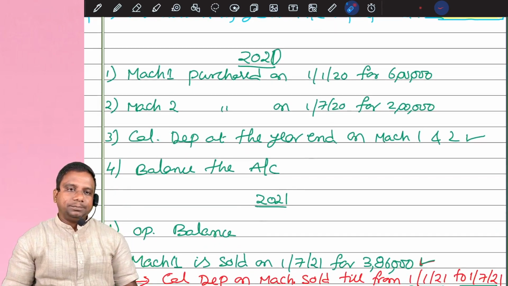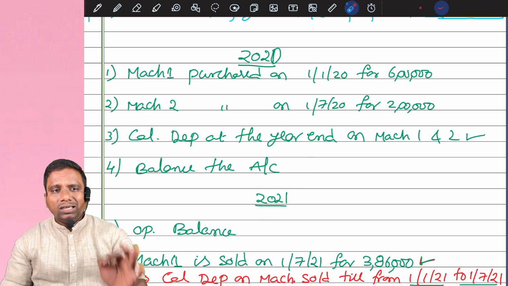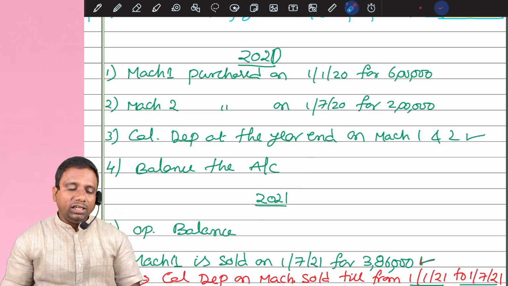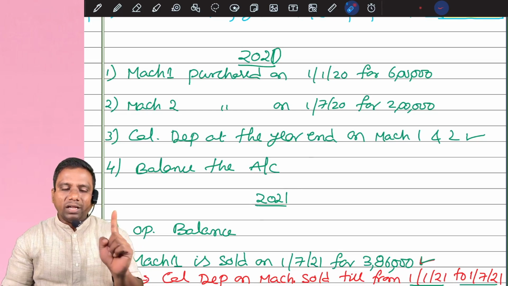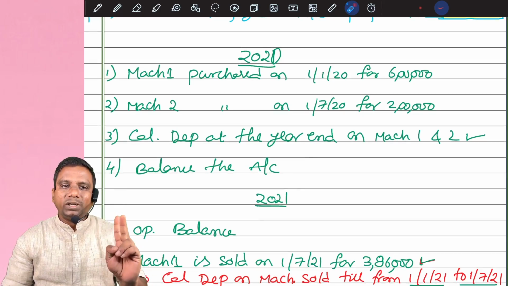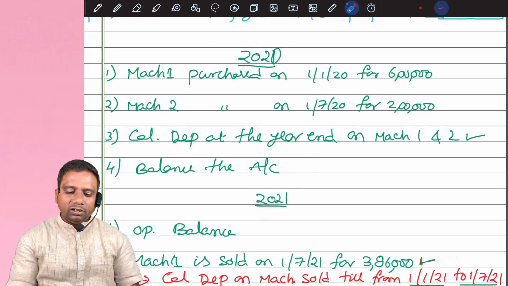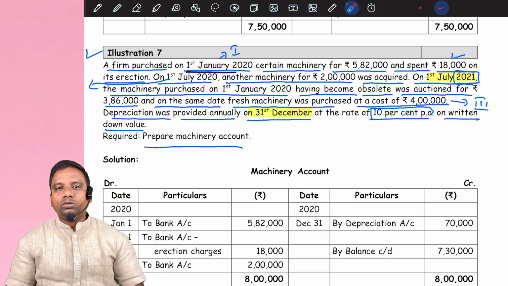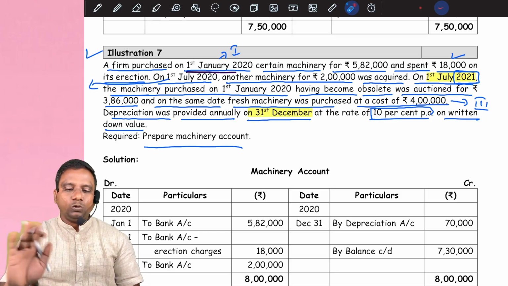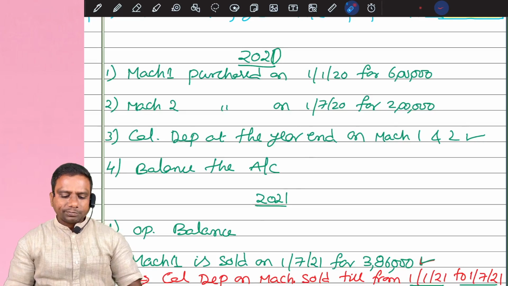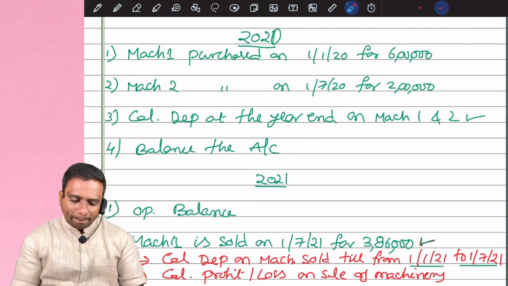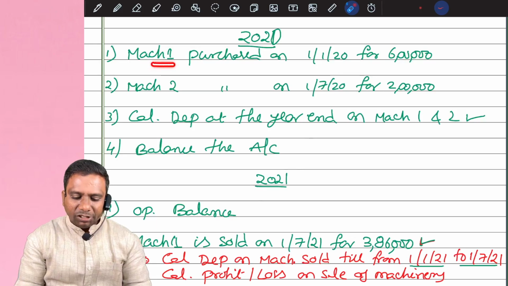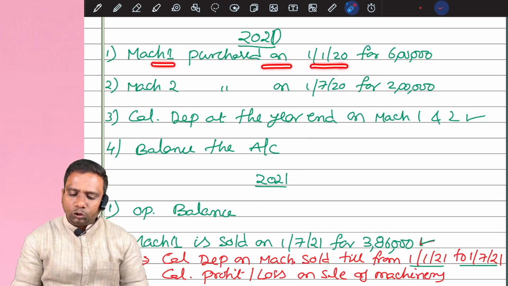2020, what happened? If you want to start the machinery account for 2020, you have two options: one, with an opening balance, or with a new purchase of an asset. In the problem, they did not mention that this account is showing so-and-so opening balance. No, on 1st January 2020, we purchased an asset for 5,82,000 plus 18,000. Look at machinery 1. Machinery 1 purchased on 1/1/2020 for 6 lakhs.